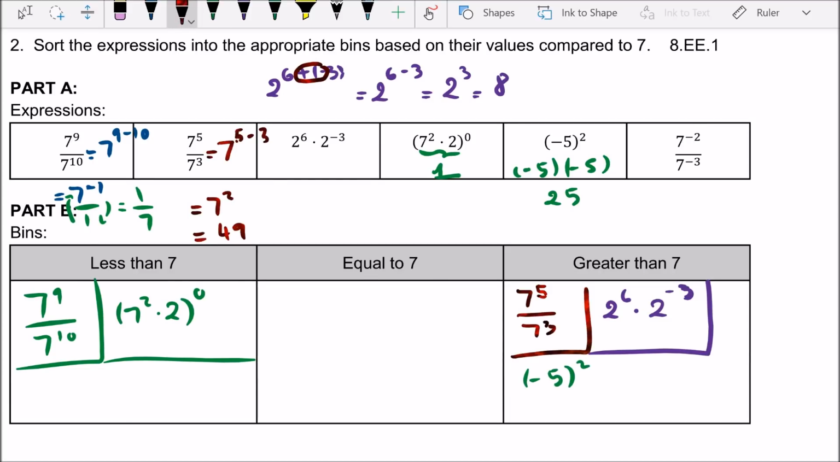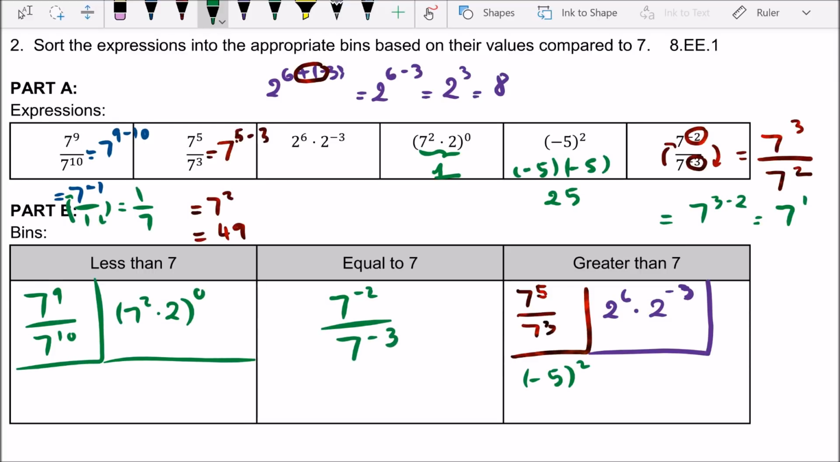And the last one, we have 7 to the negative 2 over 7 to the negative 3. Since they both have a negative exponent, what we're going to do is flip them both. 7 to the negative 3 goes up as 7 to the third power, and 7 to the negative 2 goes down as 7 to the positive 2. And our next step is to subtract the exponents, 3 minus 2, which is 7 to the first power. That's the only problem that is equal to 7. 7 to the negative 2 over 7 to the negative 3.